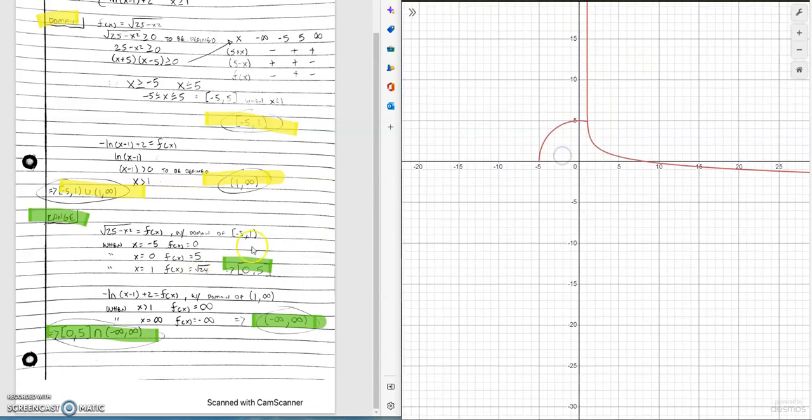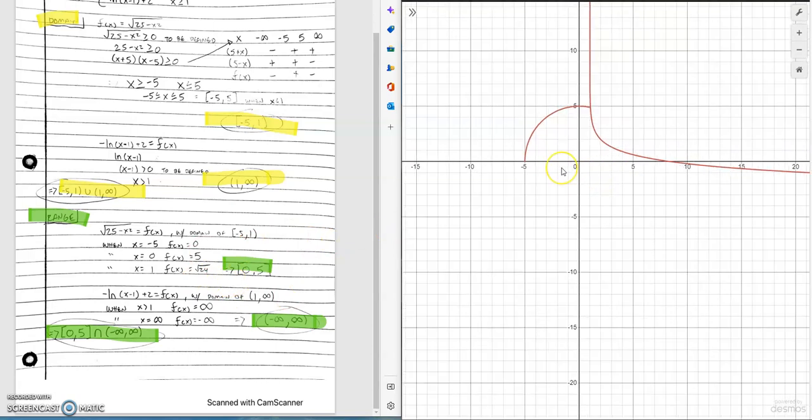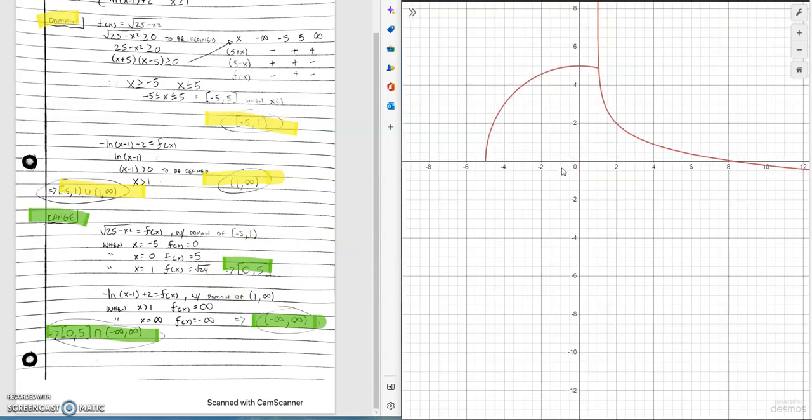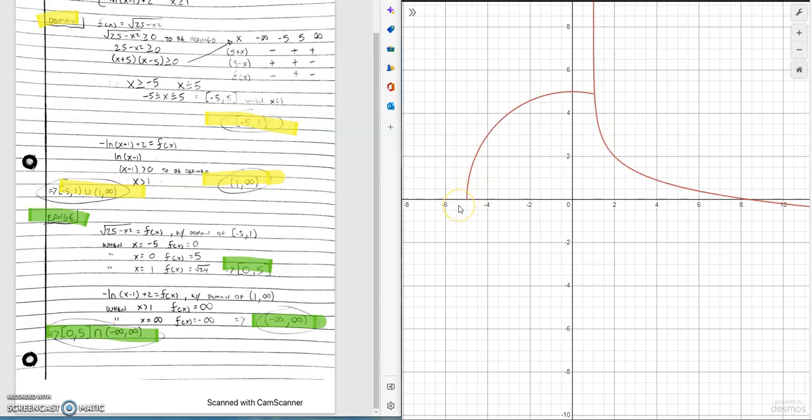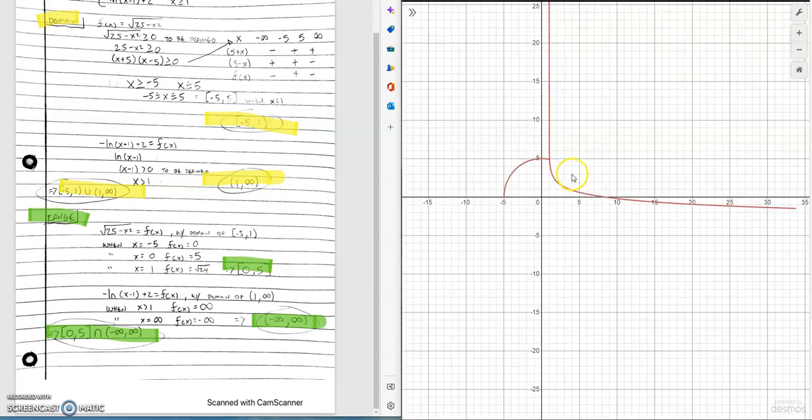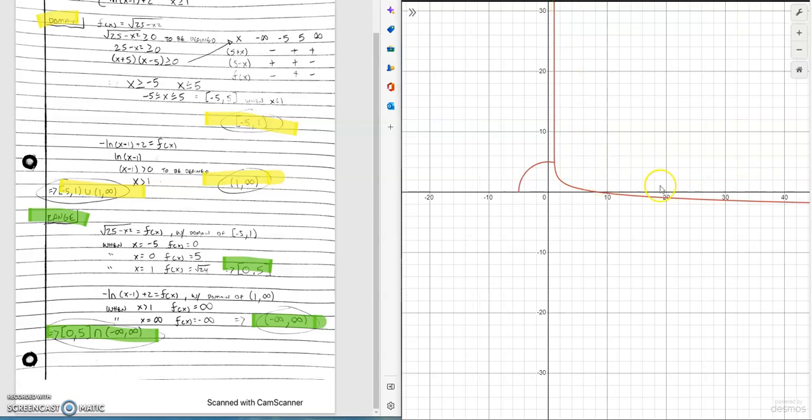And then for our ranges, we know that our first function's lowest range is 0 and our highest is 5. And for our natural log, both sides are undefined or approaching infinity, as you can see.